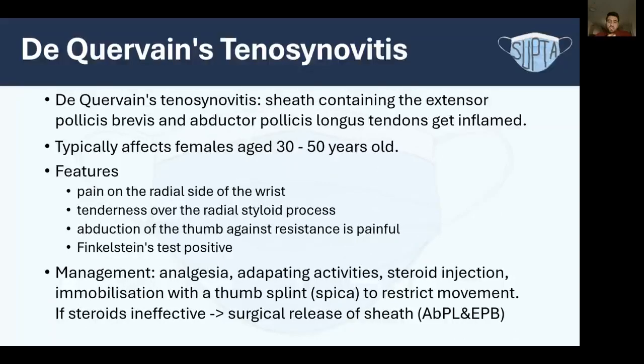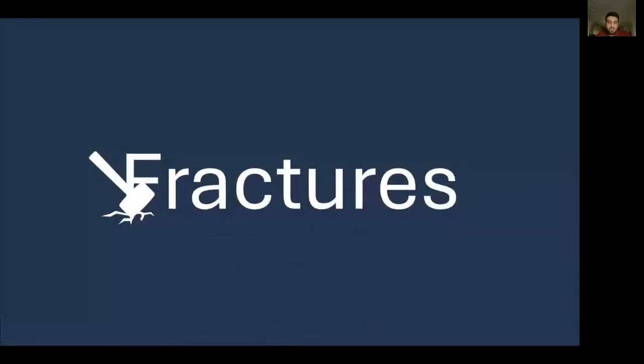And the surgical intervention is also called first dorsal compartment release, which involves releasing the fibrous sheath that constrains the APL and EPB, which stands for the extensor pollicis brevis and abductor pollicis longus. So you release the sheath, relieve some pressure, and then that should resolve the issue.